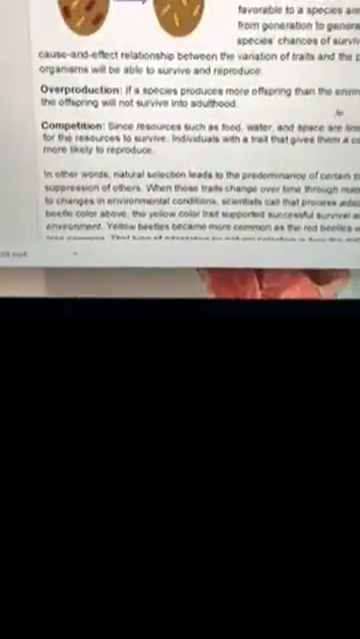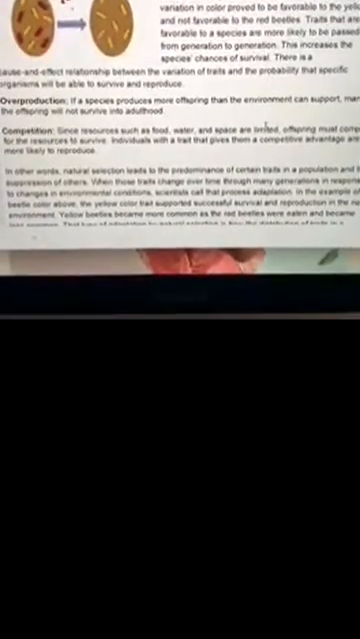All right, overproduction. What does it say overproduction is? If a species produces more offspring than the environment can support, many of the offspring will not survive into adulthood. All right, so pretty much that's saying that if a species makes too many babies and it's not enough resources in that environment to support all of these new babies, then the offspring will not survive, or they'll not make it into adulthood. And then what about competition?